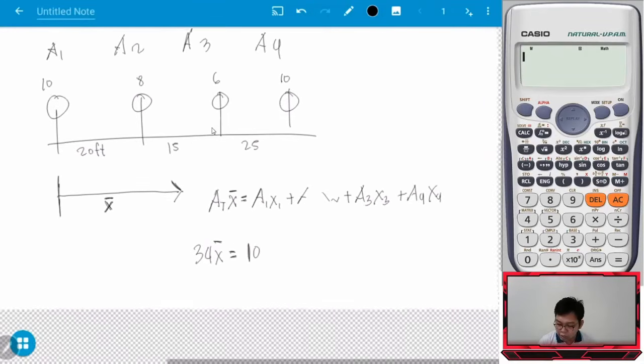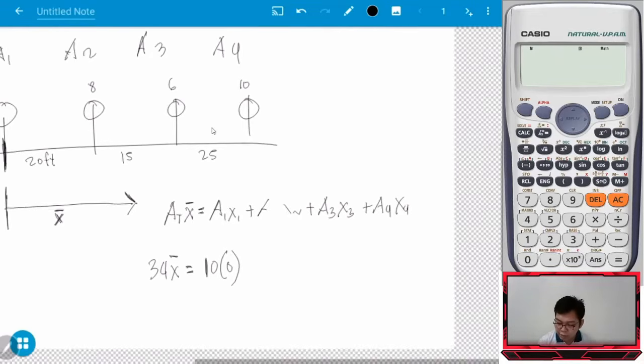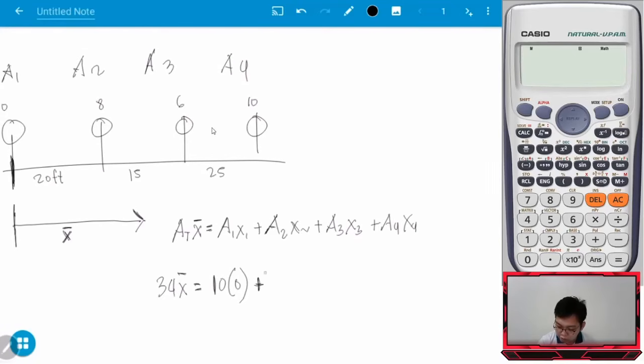Okay? So, 10 and then yung x1 is actually the distance from area 1 to the reference point. Now, yung reference point natin is nandito din actually. So, yung x1 natin is actually just equal to 0. Okay? Now, plus, yung area 2, x2. Yung area 2 natin is 8, no? 8 inch square. So, 8.